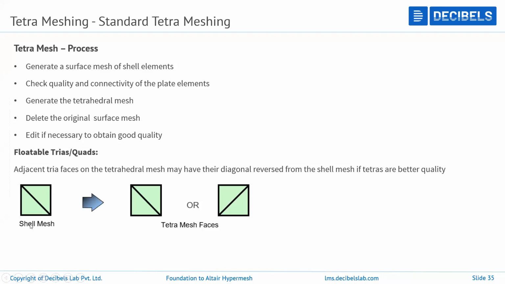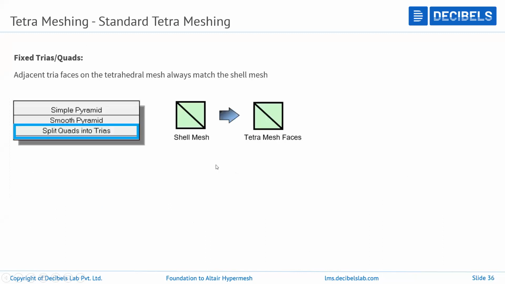See, if it is a shell mesh like this, when you are creating the tetra elements, you may get the faces like this also. It may split diagonally like this, or else it may split the elements like this. But when you are extracting the faces or recreating the shell elements using tetra elements, you may get confused. To avoid such a situation, always use the fixed trias only. Don't use floating trias.